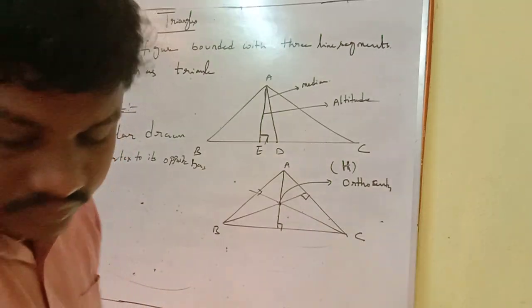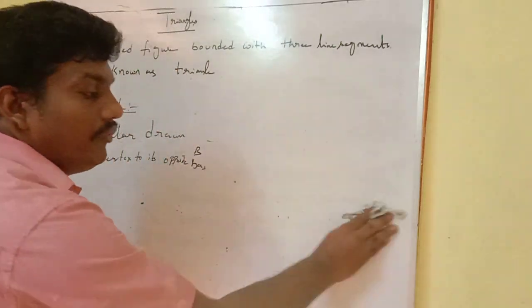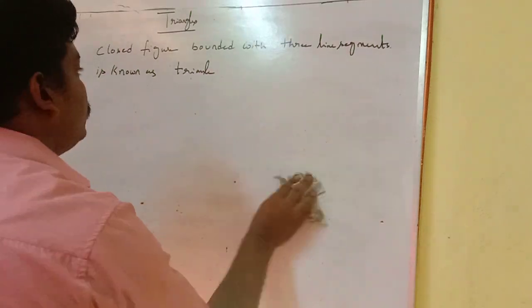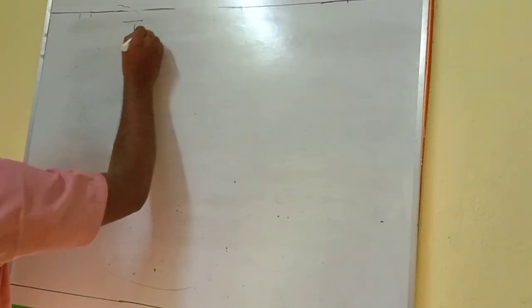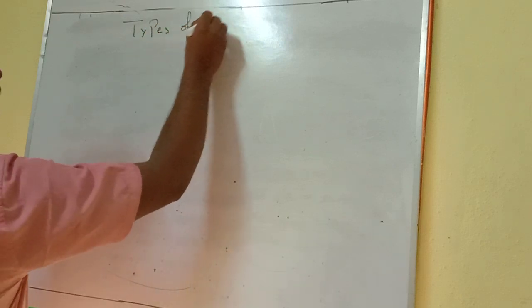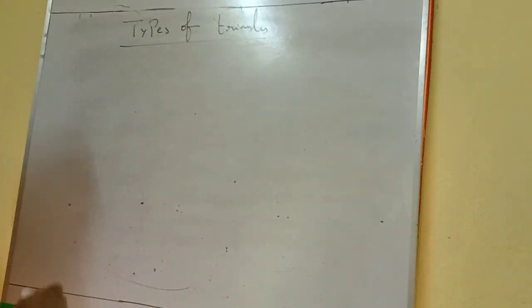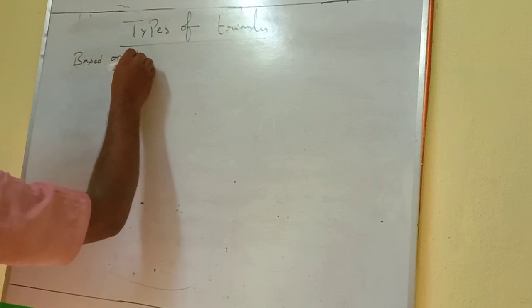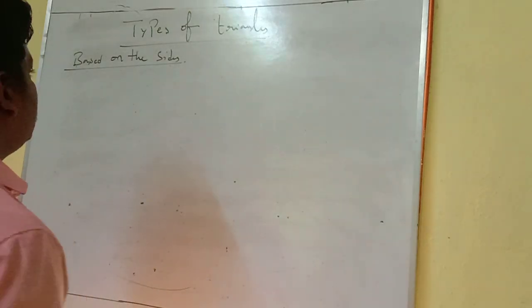So now, coming to types of triangles. What are the types of triangles? Based on the sides we have three categories, and based on the angles we have three categories. So let me consider the types of triangles based on the sides.